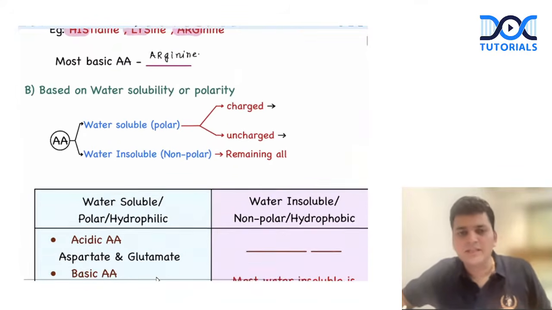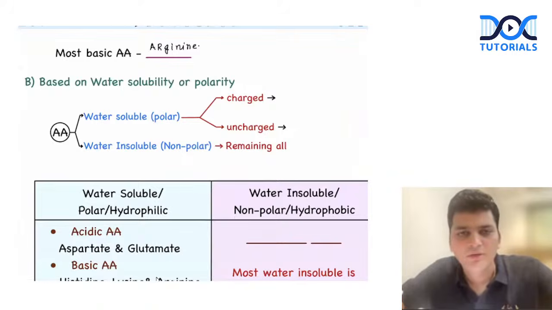It is going to be a very easy classification because out of 22 amino acids, there are some which are water soluble and some which are water insoluble. But we are not going to remember a single list because it would be difficult for us. Instead of that, we will remember the families and that will make things easier for us.